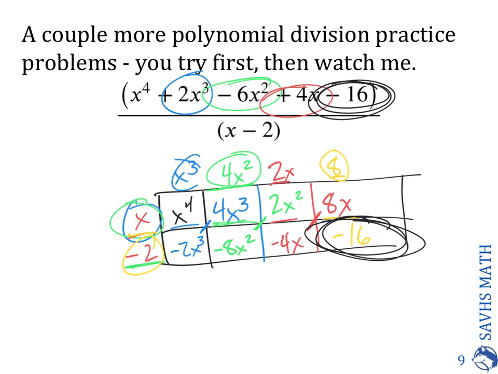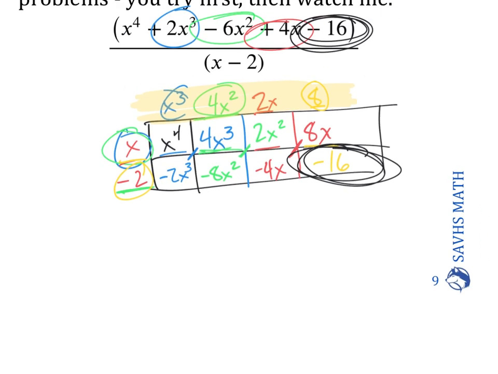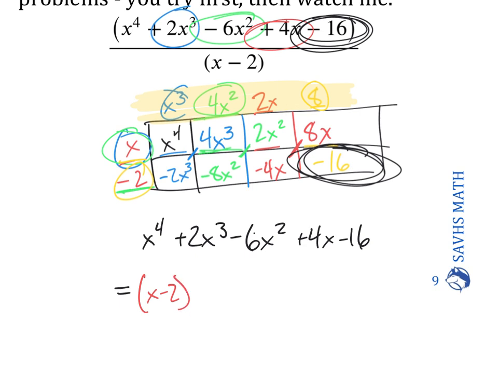So a little bit of interpretation practice here. What is our answer? Our answer to the division problem is the quotient, which is the top of the box. That's all of this stuff together when you add them together. What can we say about this? We can say, well, x to the fourth plus 2x cubed minus 6x squared plus 4x minus 16 is equal to x minus 2 times the stuff on the top of the box. So that's x cubed plus 4x squared plus 2x plus 8.